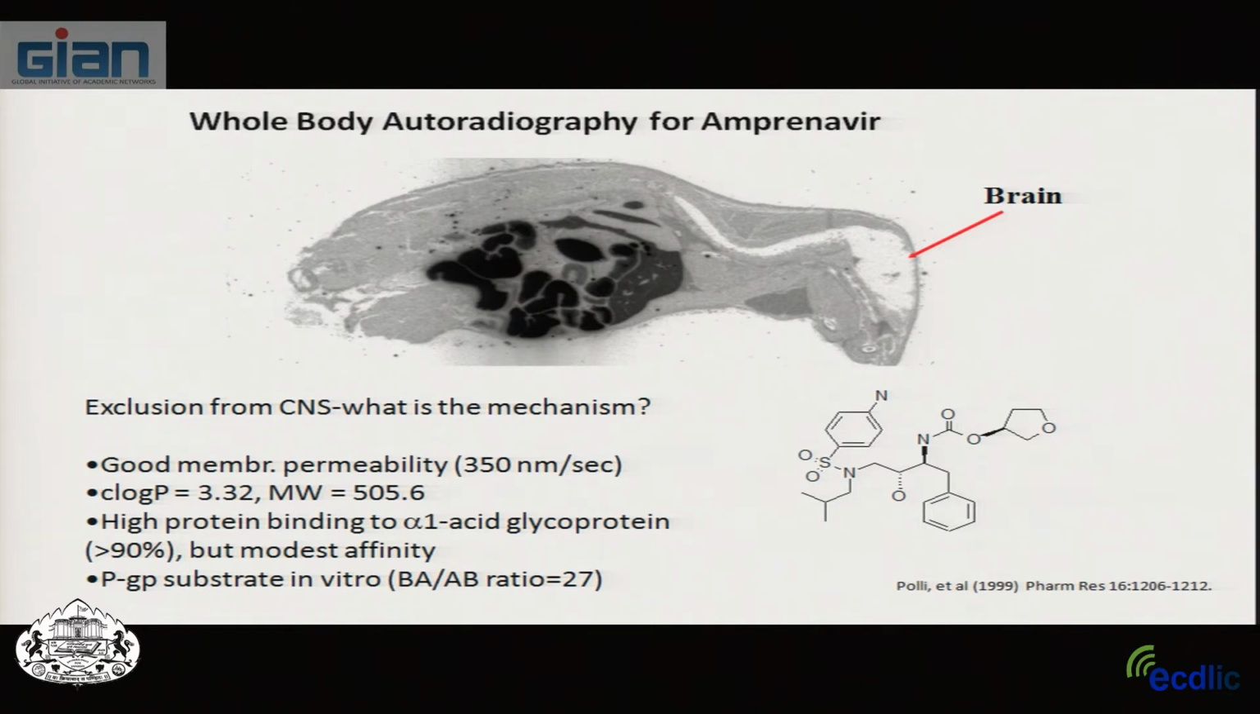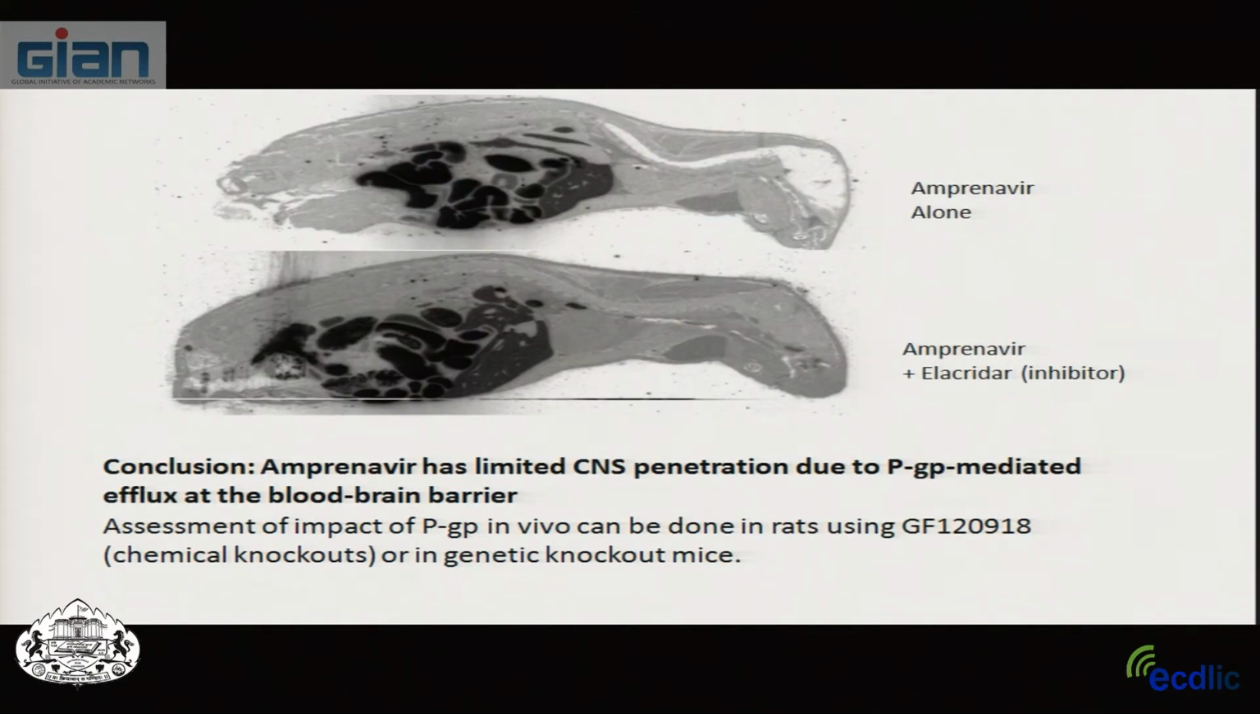And then, how would you show this if it is really transporter-mediated efflux from brain? One way is to use an inhibitor of your transporter. So if you do the scan again, this is the control that we saw earlier, and now you use an inhibitor like Elacridar, or you can even use cyclosporin A, and now you can see you completely bypass the blood-brain barrier and you accumulate the amprenavir in brain.